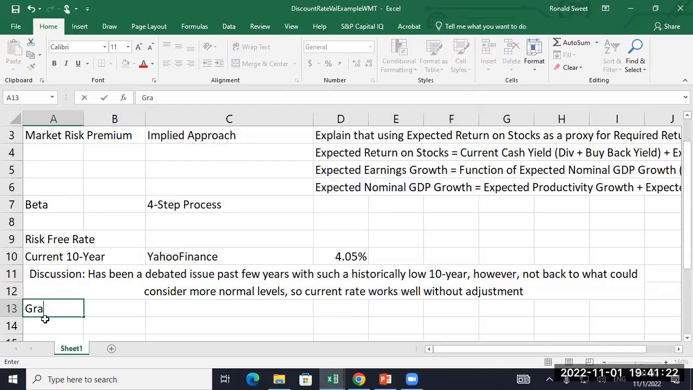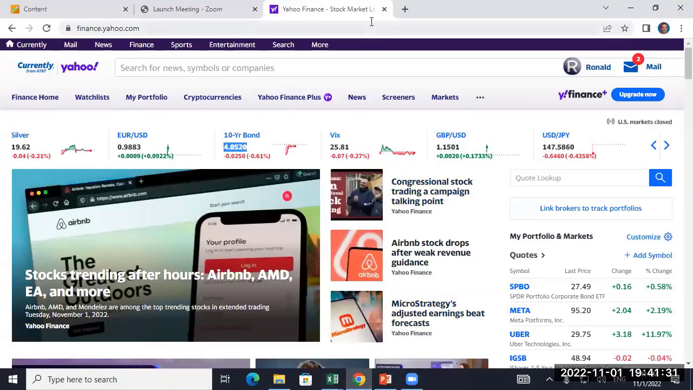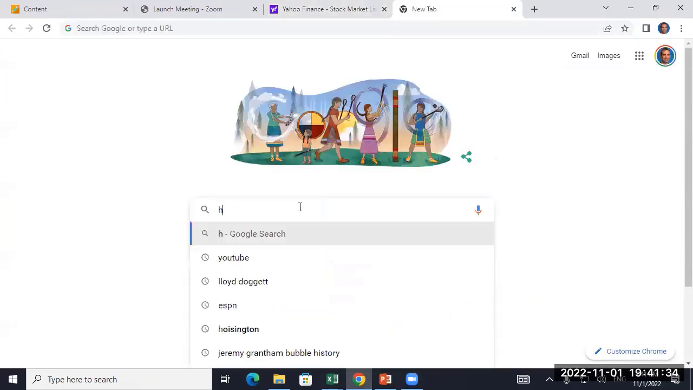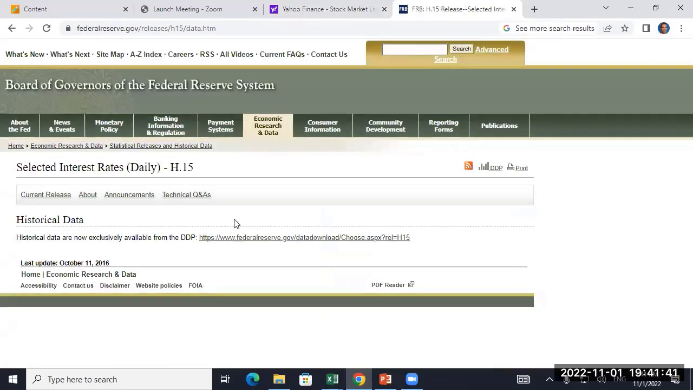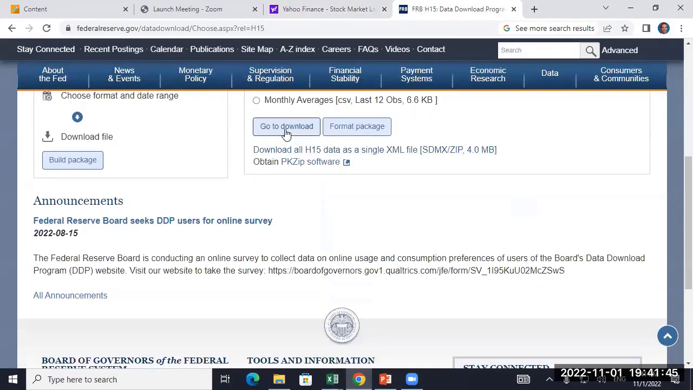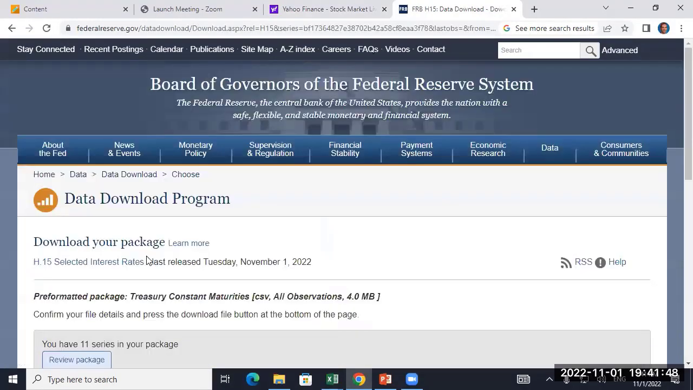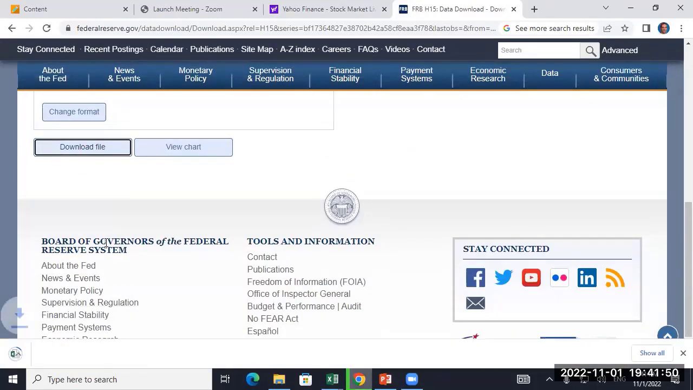And then you might show a graph. So you do H15 in Google, and you can create a graph fairly quickly. I don't know why it's H15. There's got to be some reason, but H15, and you have historical data. You go to their download. Go to download again. Download. I wish they would just have the download button on the very first page.